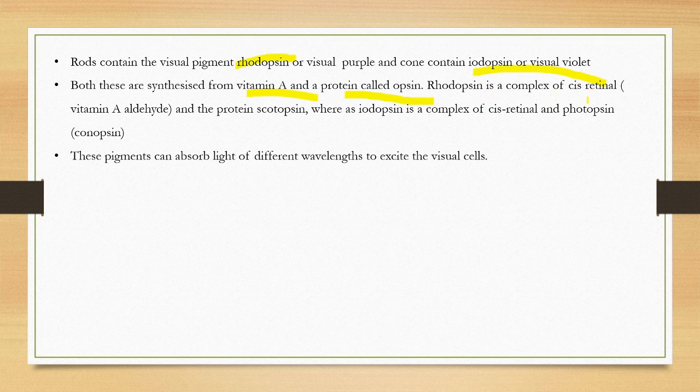Rhodopsin is a complex of cis-retinal and the protein called scotopsin, while iodopsin is a complex of cis-retinal and photopsin or conopsin. Both have cis-retinal; in rhodopsin the protein is scotopsin, and in iodopsin the protein is photopsin. This pigment can absorb light of different wavelengths and excite the visual cells.